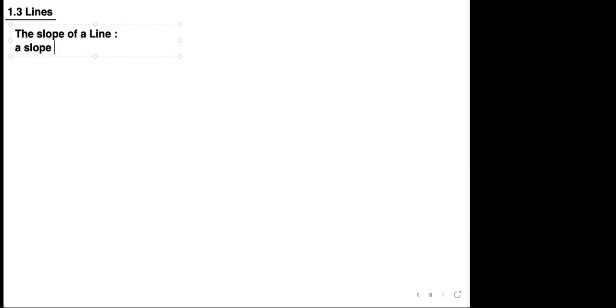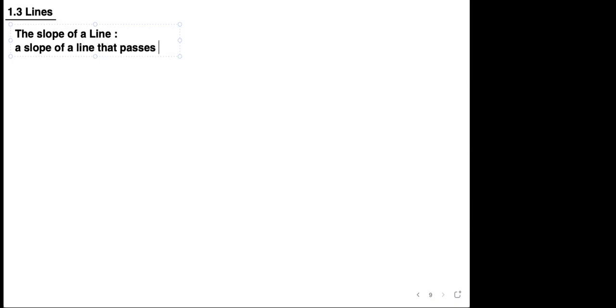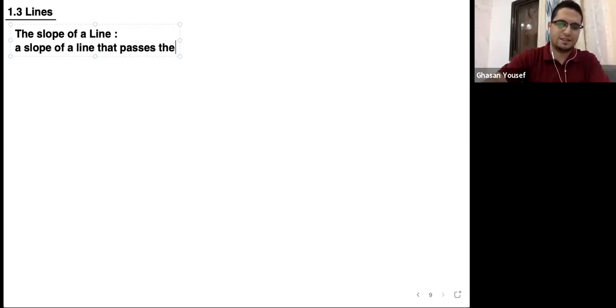Isn't it just the steepness of a line? Can you repeat what you said? The steepness of a line? Yes, exactly. It's the steepness of the line. By the slope, I can know how the line looks like. The slope is very important for the line.